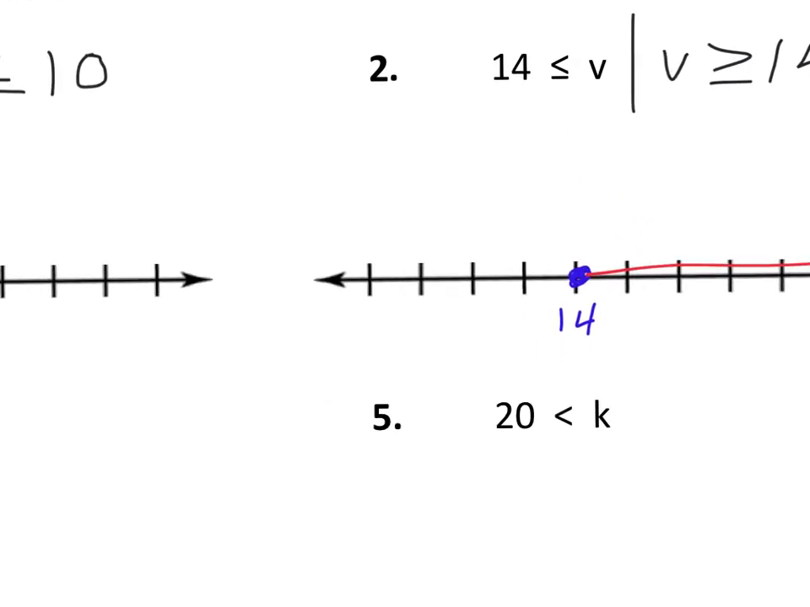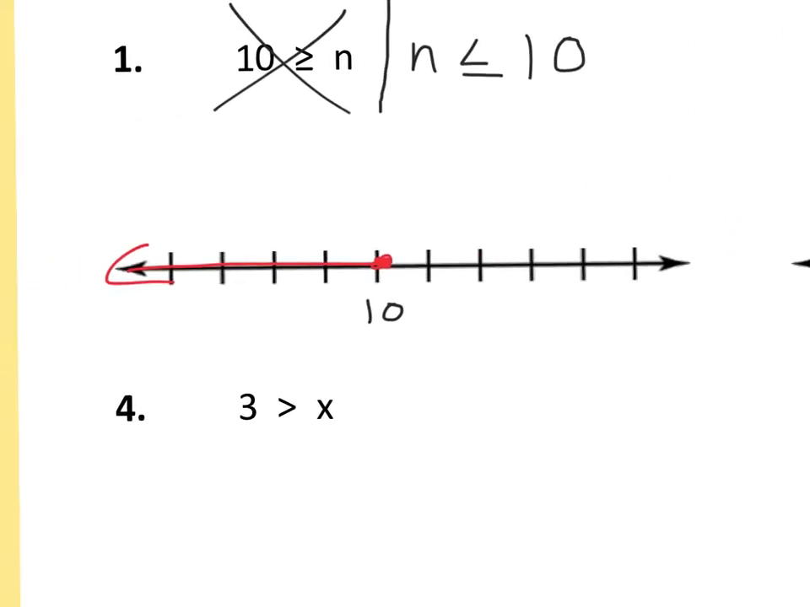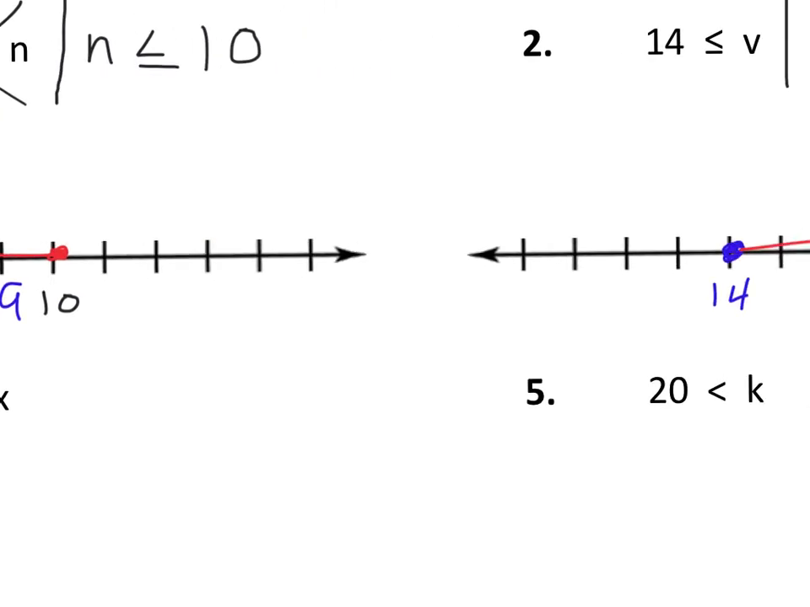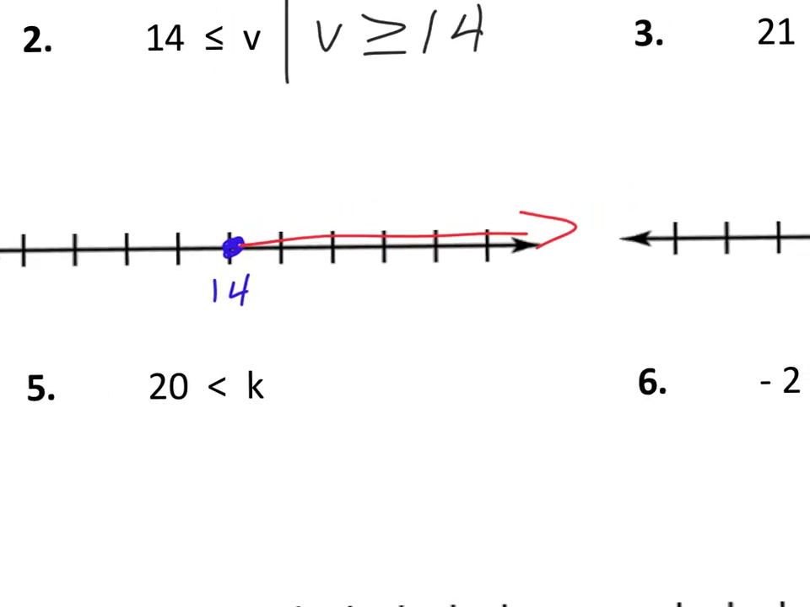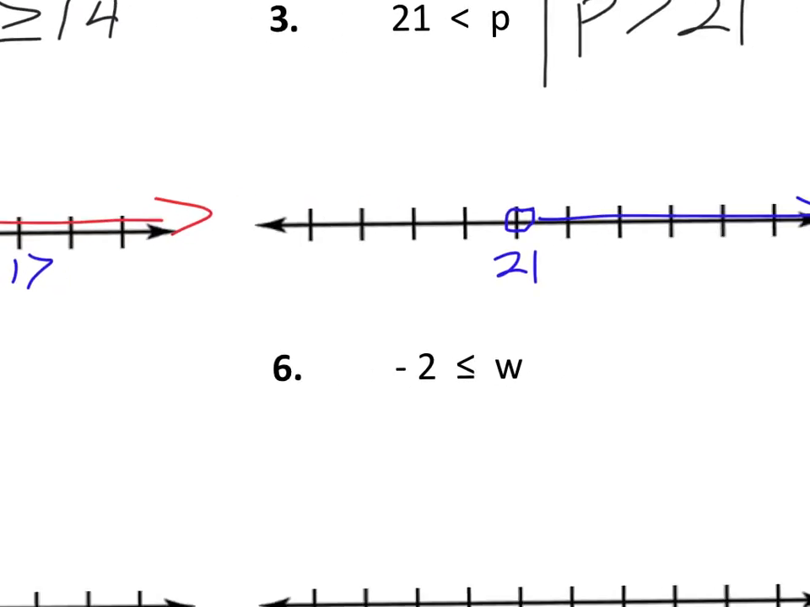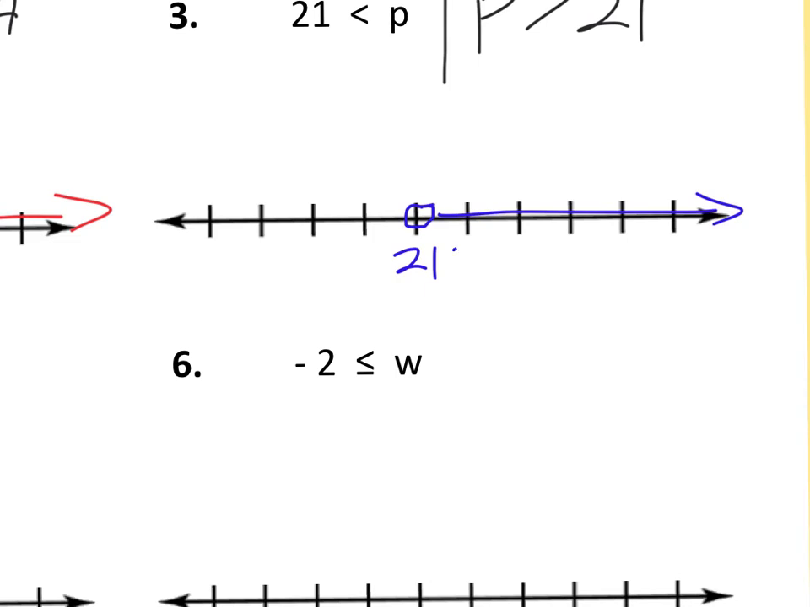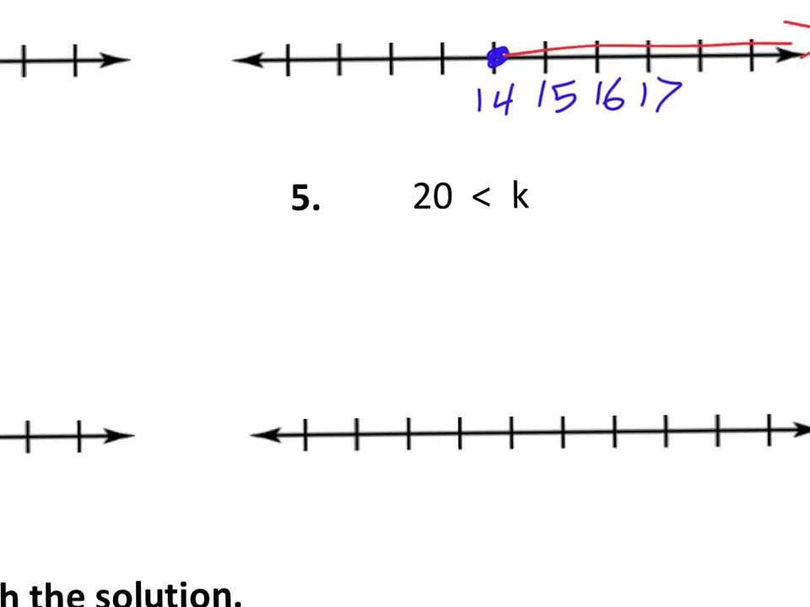Again, sometimes they want you to list some of the numbers that it includes. Like we would go 10, and it's everything less than 10, so 9, 8, 7, 6. You can do this if you want to. I'm just going back to show you that some of these are everything greater than, so 15, 16, 17, and so on and so forth. And then this one would be 22, 23, and 24, and then you keep going. You could keep going if you wanted to.